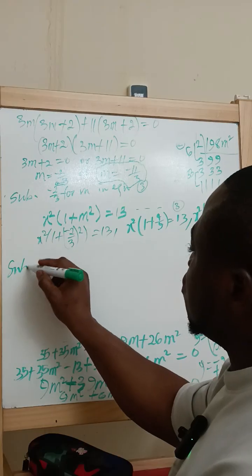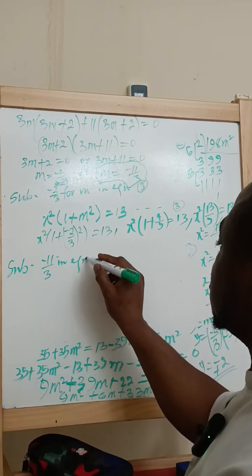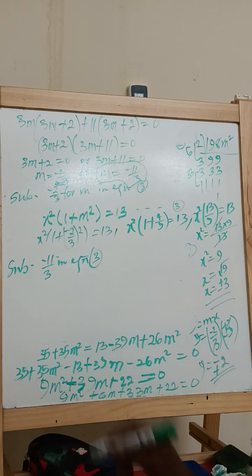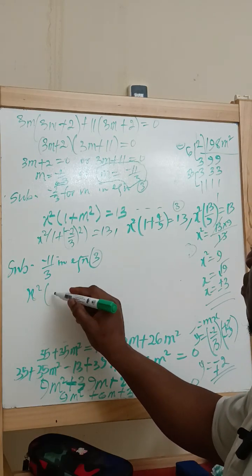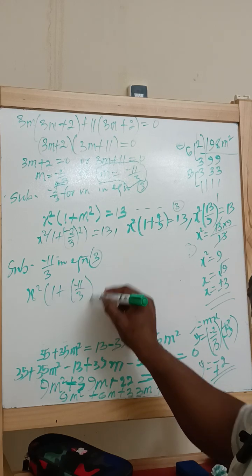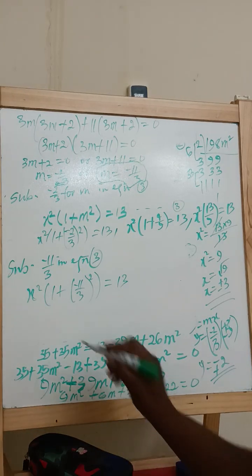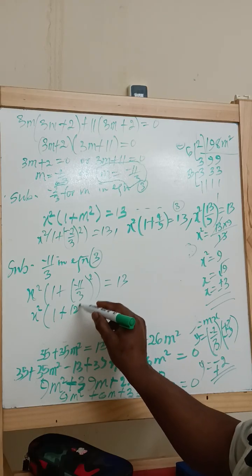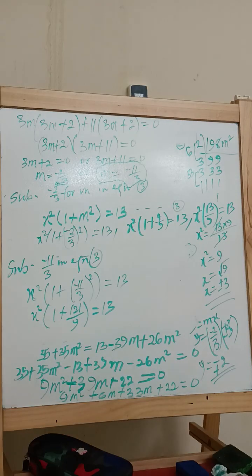So we say substitute minus 11 all over 3 in equation 3. So then equation 3. So that will be x squared 1 plus m squared. M is now minus 11 all over 3 squared, right? Equals to 13, right? So that will be x squared 1 plus 121 all over 9 equals to 13.